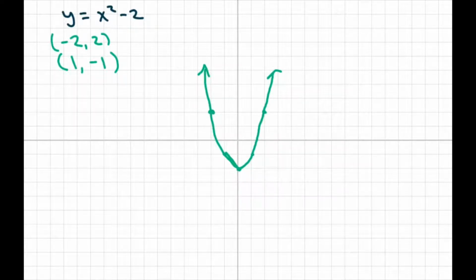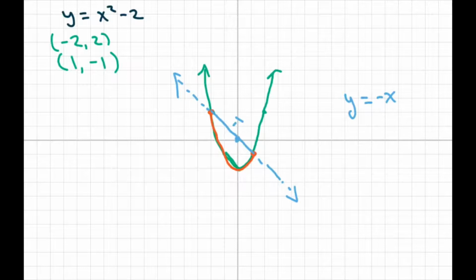We want to find the average rate of change from -2 to 1. So we're trying to find the average rate of change from here to here. And I'm just going to connect that. And if you connect that, it's right like that. That's your secant line, which has average rate of change of -1. Now if we extend this out, we get the equation of our secant line, which is y equals -x. And you notice it does have the y-intercept at 0. And that's it.